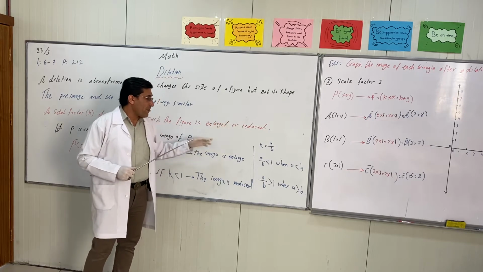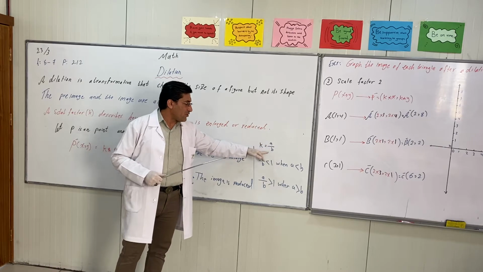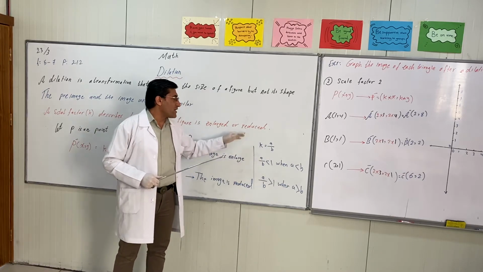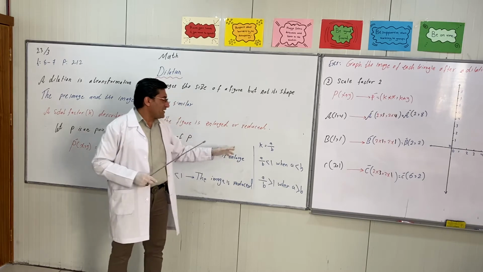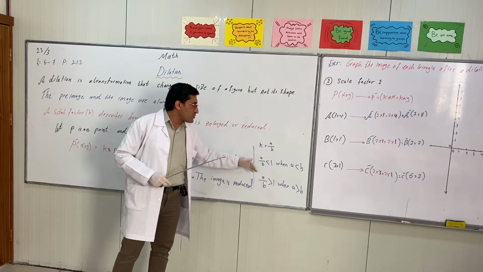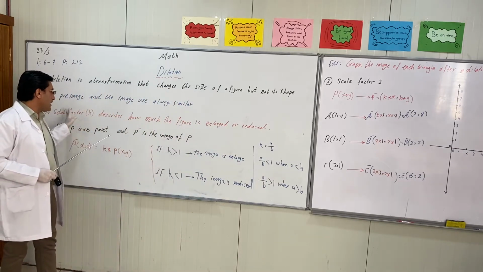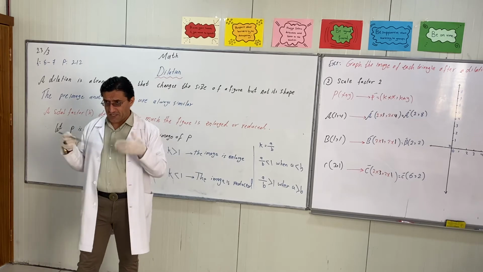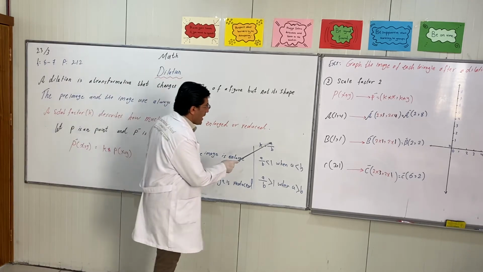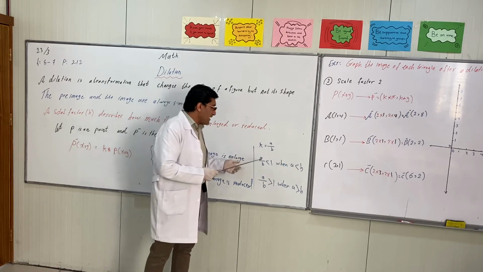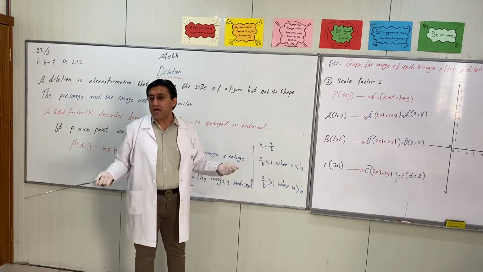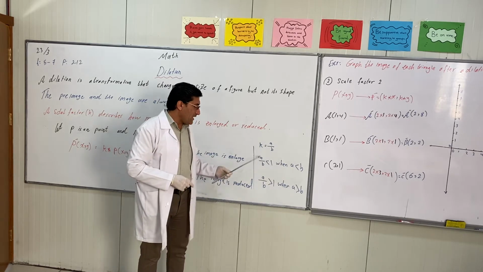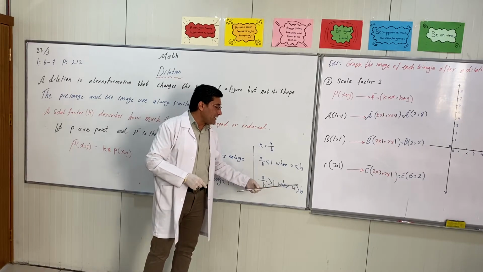When k equals a over b, if k is less than 1, the image is reduced. But if k is greater than 1, the image, the pre-image, is enlarged. But maybe you ask, how do you know k is greater than or less than 1? You know k equals a over b, where a and b are integers. K is less than 1 when a is less than b, and k is greater than 1 when a is greater than b.